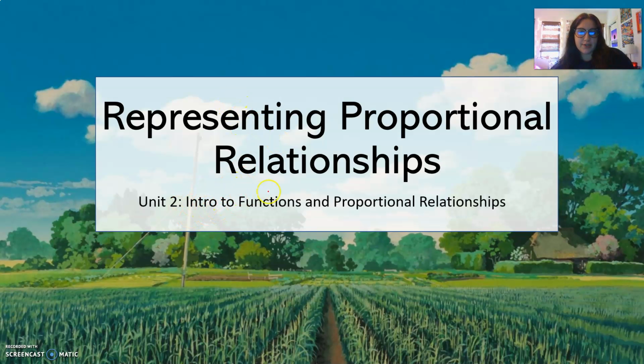So Unit 2 is Intro to Functions. This is a new word we'll learn soon. And proportional relationships, which you saw in 7th grade. So it should be a little bit of review, some new stuff, and yeah. So today is representing proportional relationships.